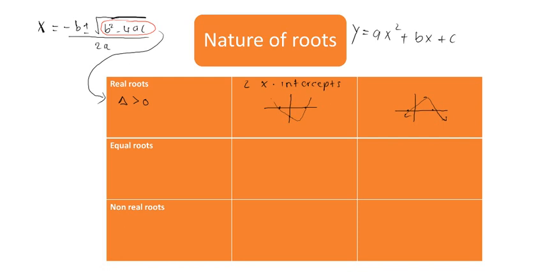And then if your b squared minus 4ac is equal to 0, it tells you that you've got equal roots. That tells you that there is only one x-intercept. The function will probably look like that.